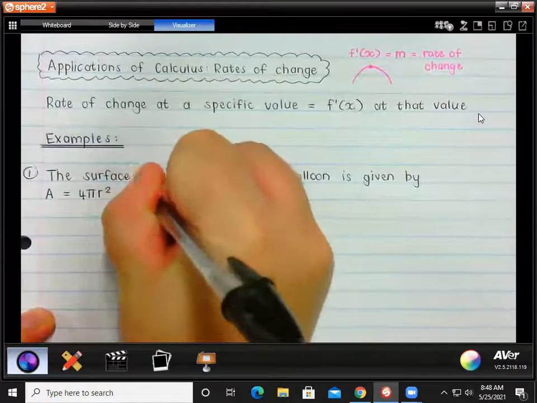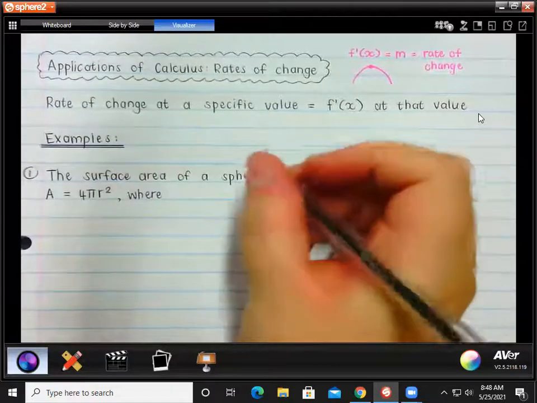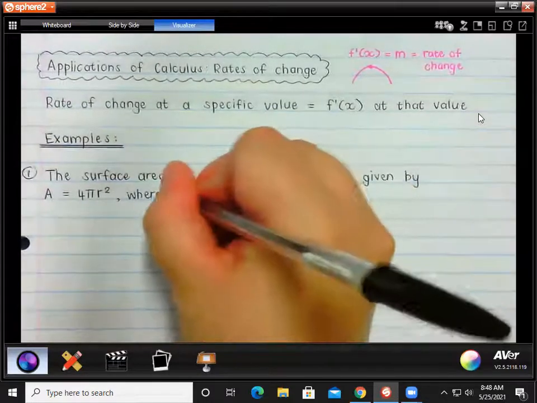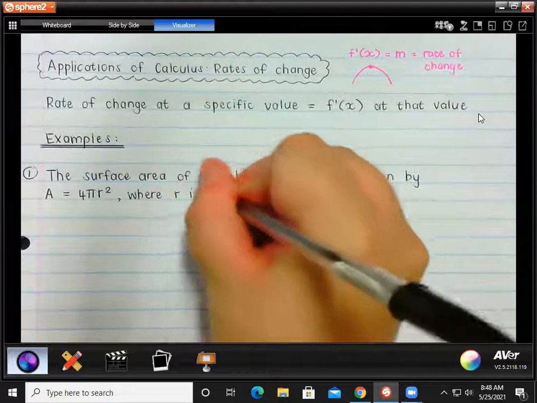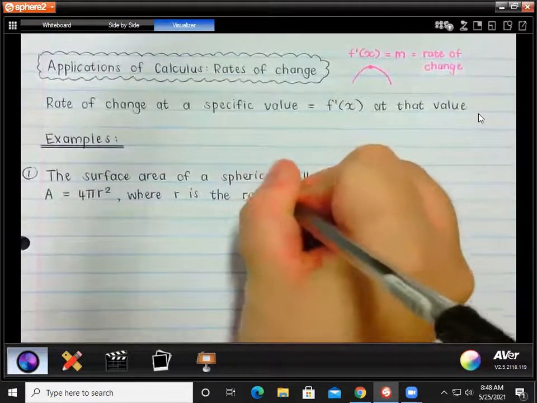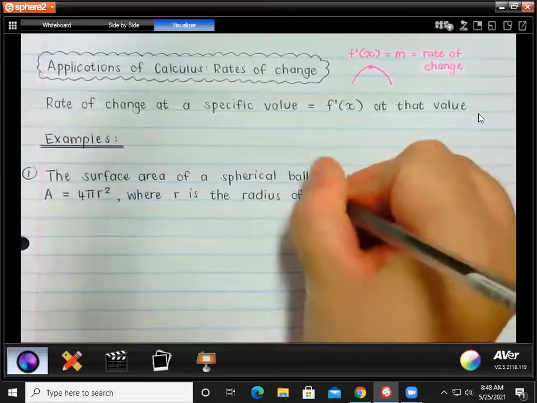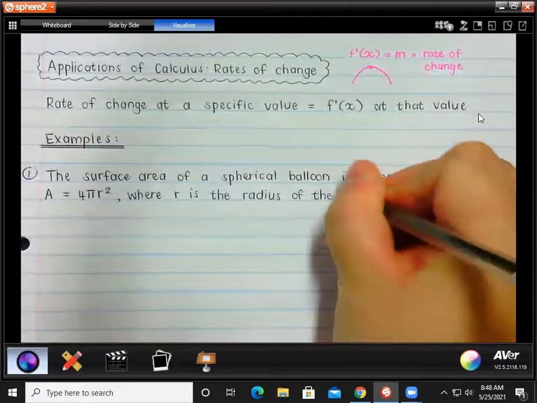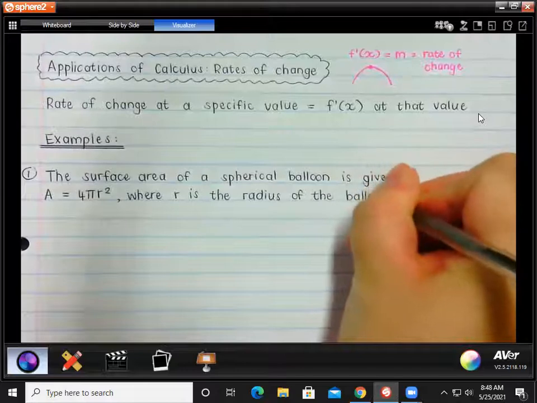Okay, I'm just going to write the whole thing. I'm sure we all know that r is the radius of the balloon, but let's just write it in, where r is the radius of the balloon.